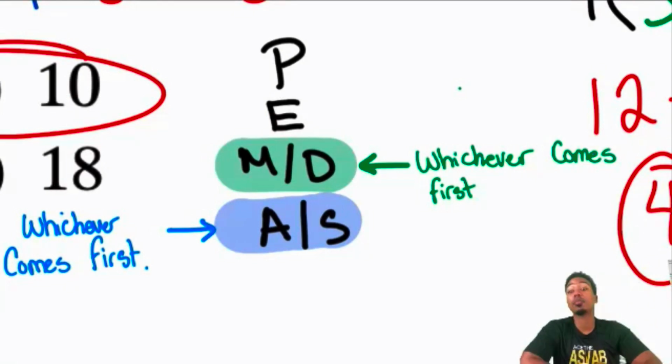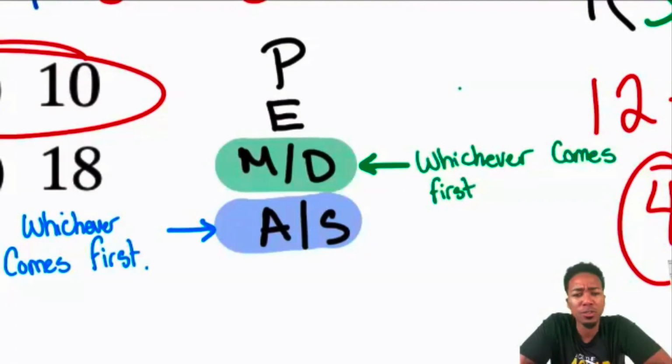Boom. Whichever comes first. All right, everybody. Again, if you see that you have multiplication and division in the same problem, make sure you do whichever one comes first, left to right. Same thing also with addition and subtraction. Just do whichever comes first. Follow that and you will be fine. It's just going to take a couple of practice reps to really feel that for sure.